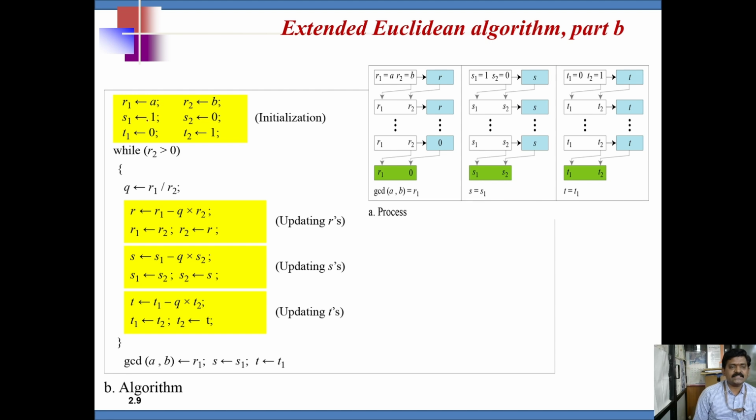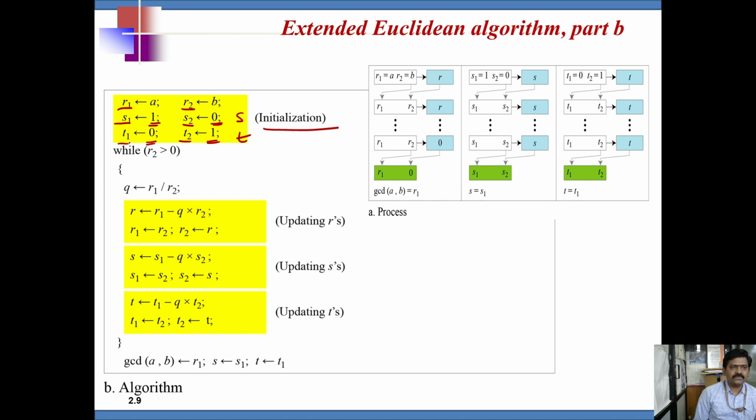Before that, let us see the algorithm. As we discussed, R1, R2 are the variables used for calculating the GCD. S1, S2 are used for finding S. T1, T2 are used for T. So S1 is assigned to 1, S2 is assigned to 0, T1 is assigned to 0, T2 is assigned to 1. So this is the initialization process.